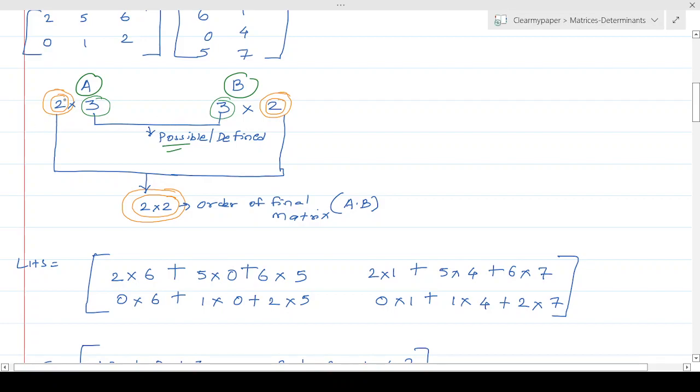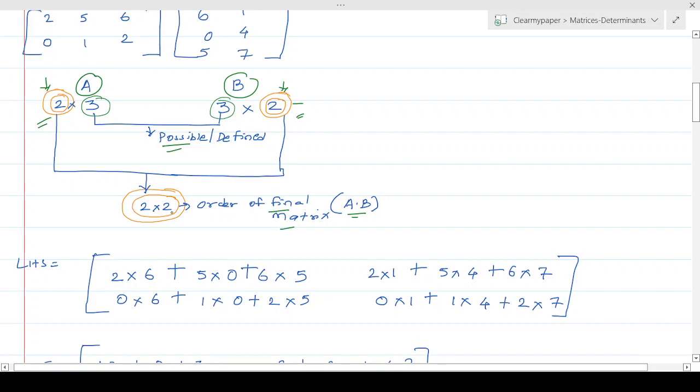And the remaining two numbers, the ones in the double circle in orange, will be, if the multiplication is possible or defined, the outer two circles where I've highlighted, this one and this one, the rows and the columns of the final matrix. We have done that n number of times. Just a quick recap so that you get this mental habit of doing it yourself. So the final order of AB will be 2 rows and 2 columns, 2 by 2 over here.